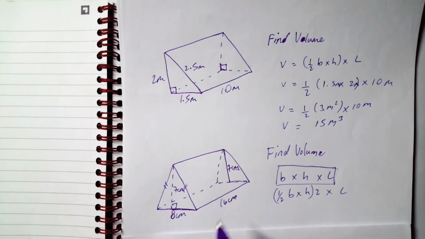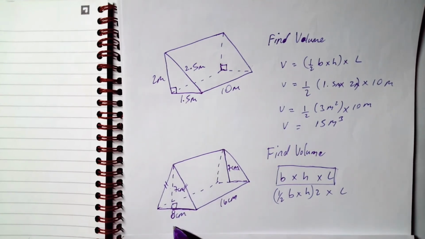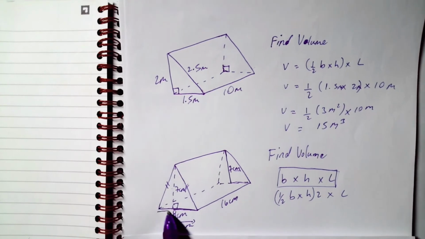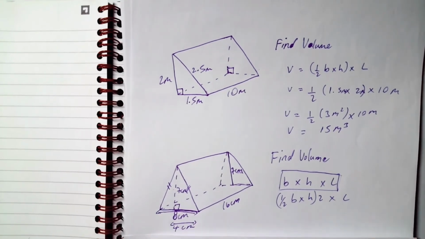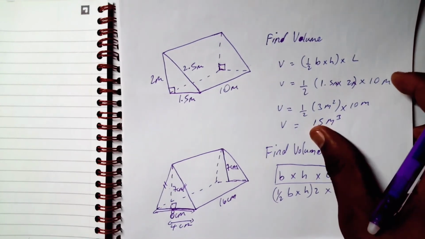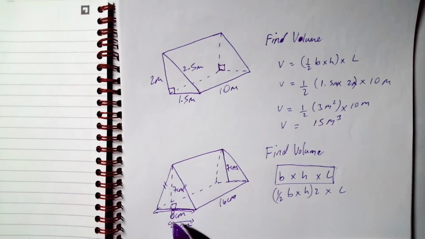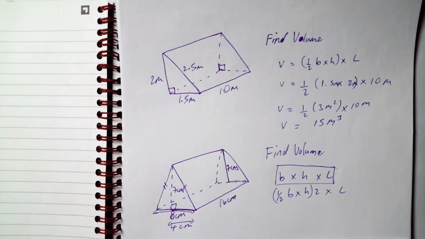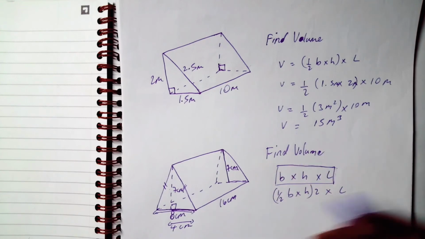So what we need is precisely 4 centimeters, which is half the base. So this 8 represents the entire thing. We need half of it, which is just 4. Because when we say base in our formula, we mean half the base. Oh, that's clear. Half the base is what we need. Cool? Good. We have our height and we have our length.